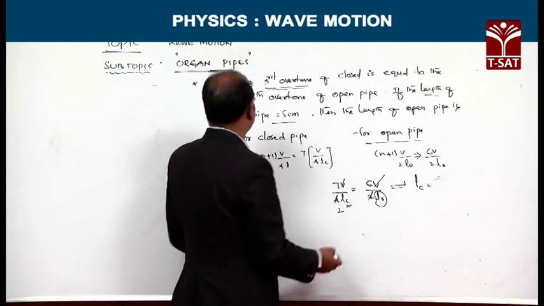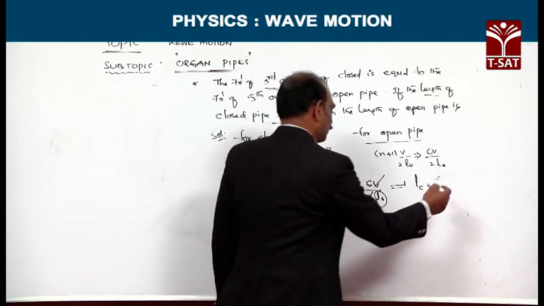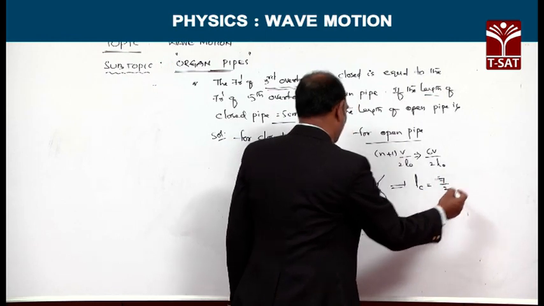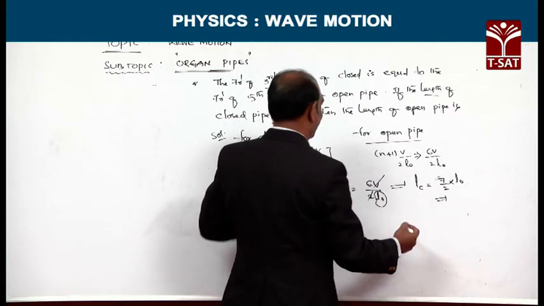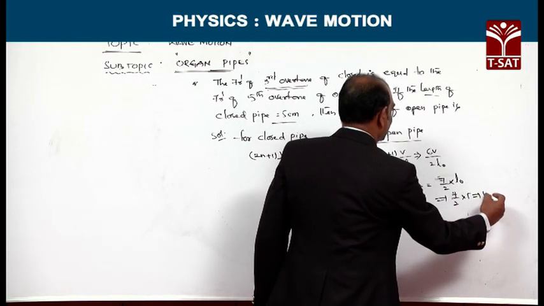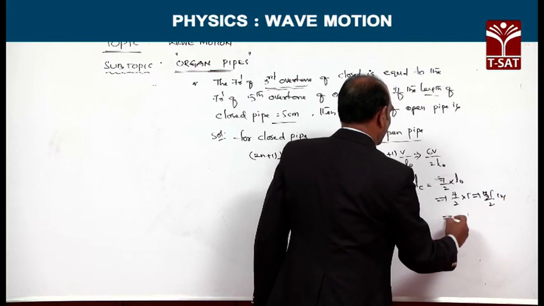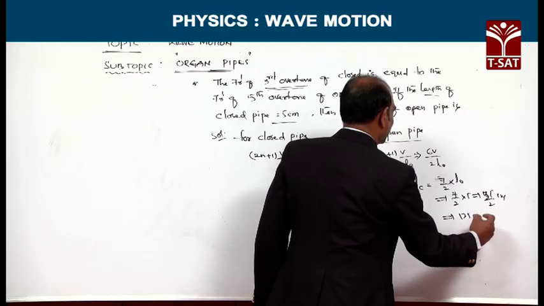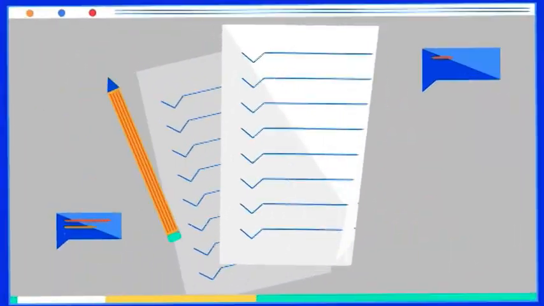The length of the open pipe is given as 5 centimeters. Therefore, the length of the closed pipe is equivalent to 7 by 2 times the length of the open pipe. So 7 by 2 into 5, 7 fives are 35, 35 by 2 centimeters, which is equivalent to 17.5 centimeters. This is the length of the closed pipe according to the given condition of the problem.